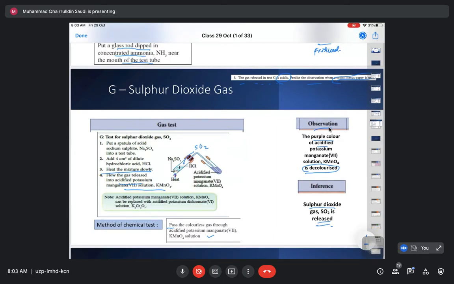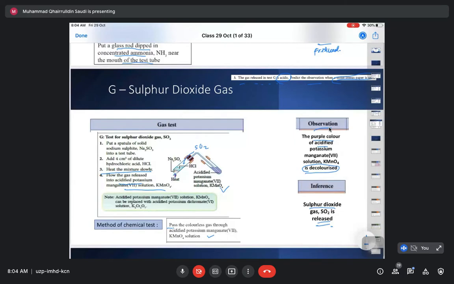Okay, kalau kita nak test untuk sulfur dioxide, tapi kan dia sama dengan chlorine gas tadi kan. So that is why kita pass pula sulfur dioxide gas ni, kita guna acidified potassium manganate solution. So ini kita tak confuse between sulfur dioxide dengan chlorine gas tadi.